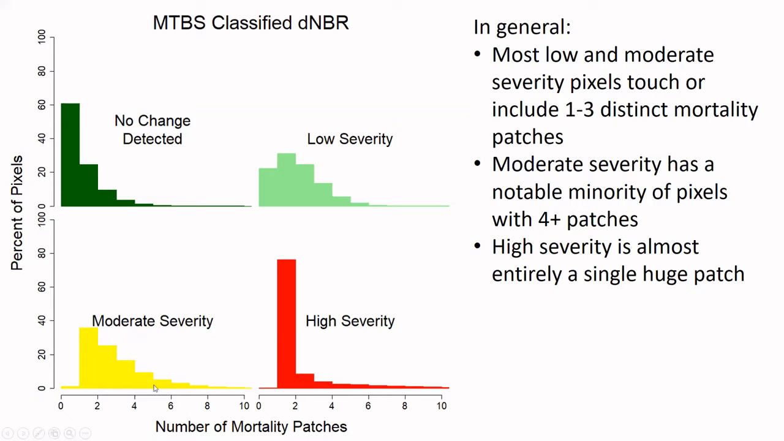or more patches on a regular basis is moderate severity, which fits again with that story of there's multiple ways to get moderate severity. You can get moderate severity by having a single medium-sized patch, by being at the edge of a high severity patch, which is very large, but sort of cuts through the middle of the pixel. Or you can get it by having a larger number of smaller patches.